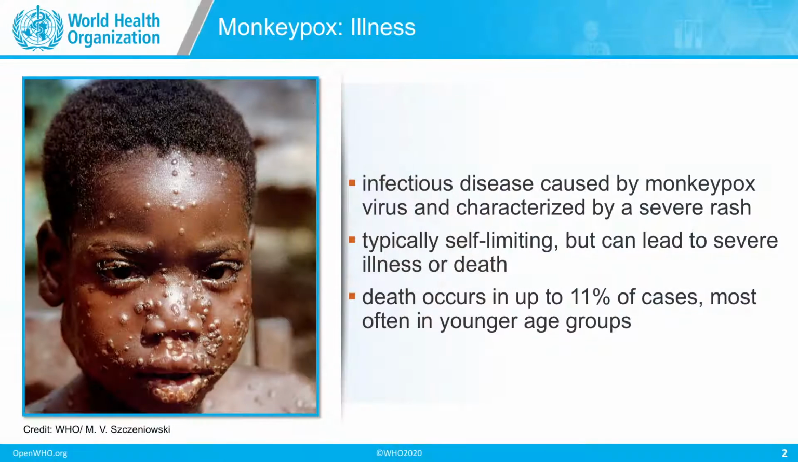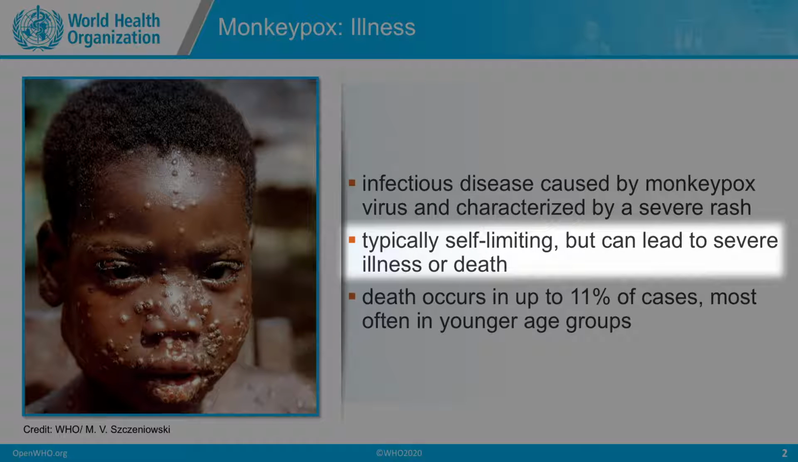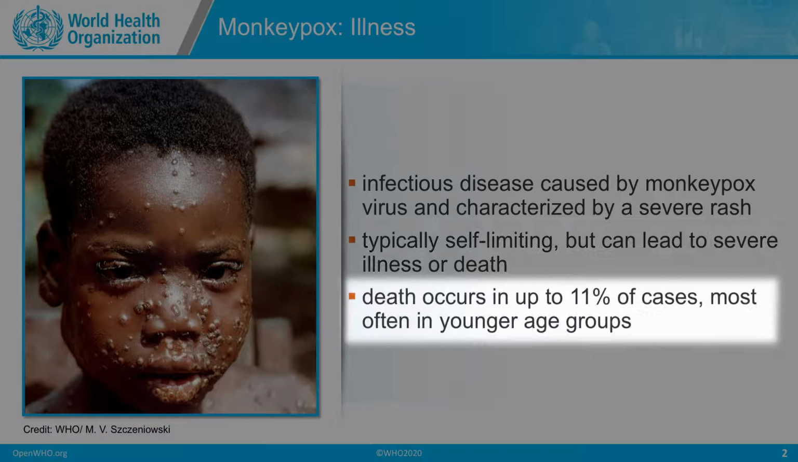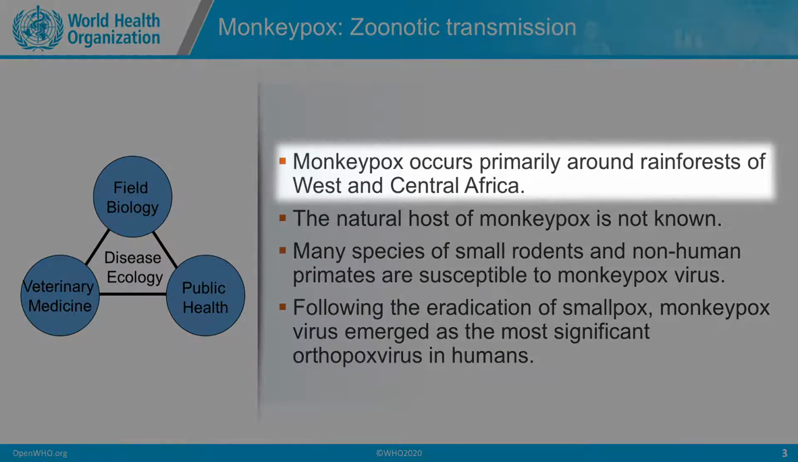So in the next couple of slides, I'm going to introduce you to monkeypox, what causes it, where we can find it, and what animals can transmit it. The illness is characterized by severe rash, fever, and swollen lymph nodes. The illness can range from being self-limiting to very severe. In some cases, it can also result in death in up to 11%. Most deaths occur in young children. So monkeypox occurs primarily around rainforests of West and Central Africa.